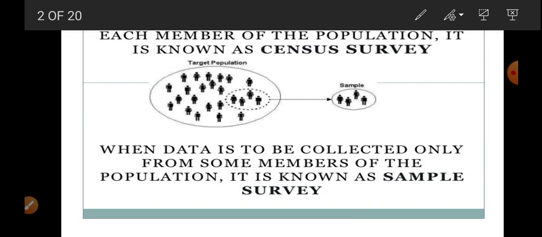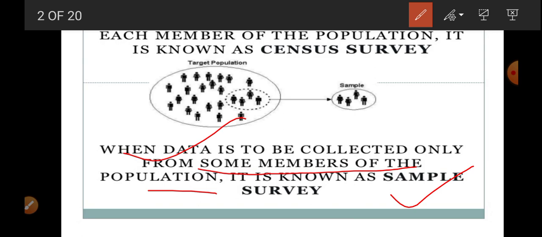What is this? In this, the investigator is going to connect with a few representative items, not all the items. So what is written here? When data is to be collected only from some members of the population, this is known as a sample survey.